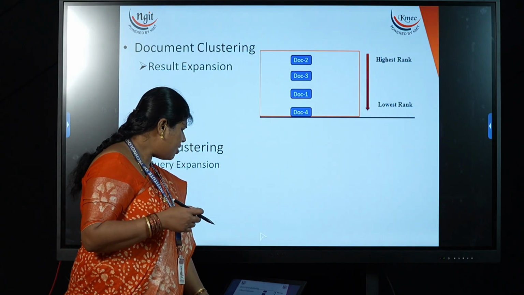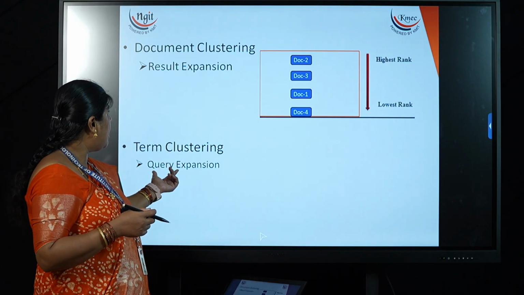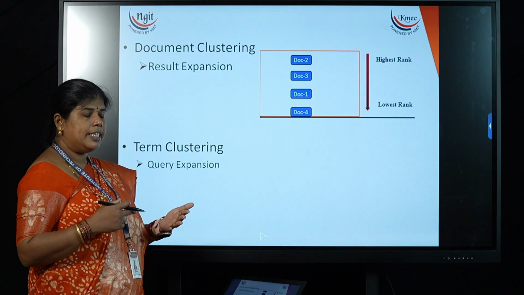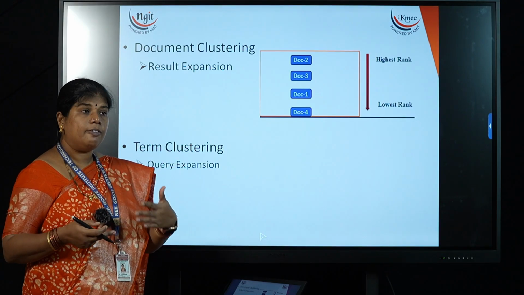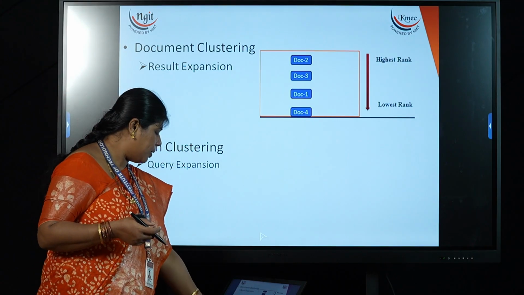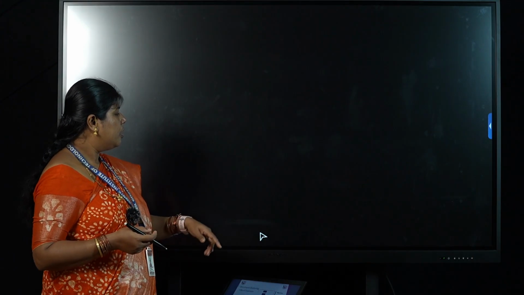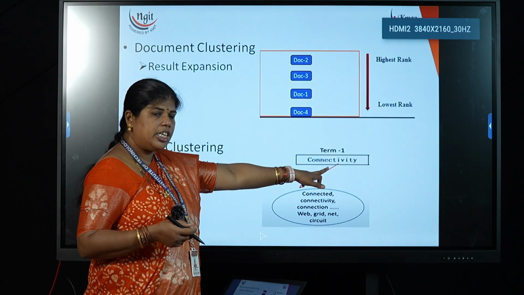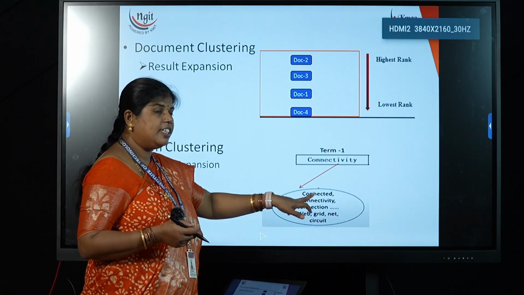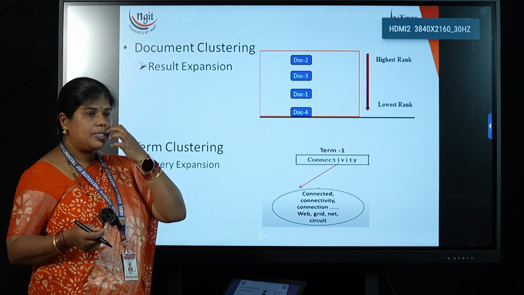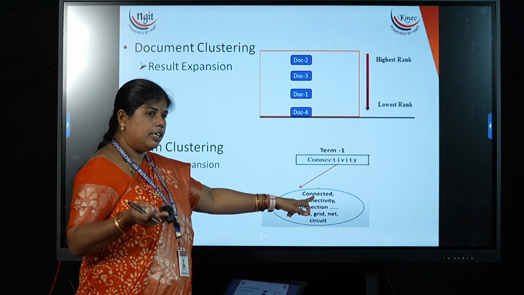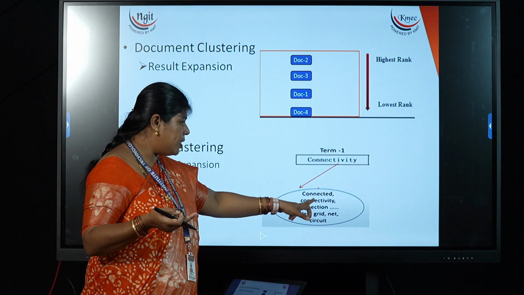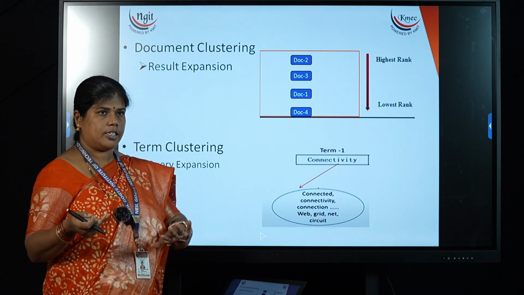And in term clustering we are not expanding the result. Before result expansion, we get the expanded result. Why? Because my query is expanded. How? What am I doing? For each term I am finding the synonyms. What is that concept called? Thesaurus. And I am trying to retrieve all the documents which contain all these terms.